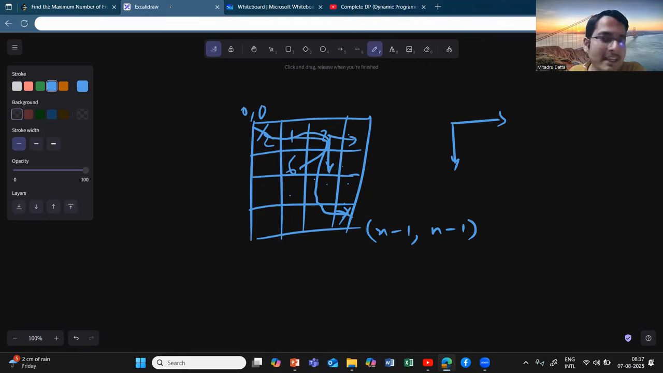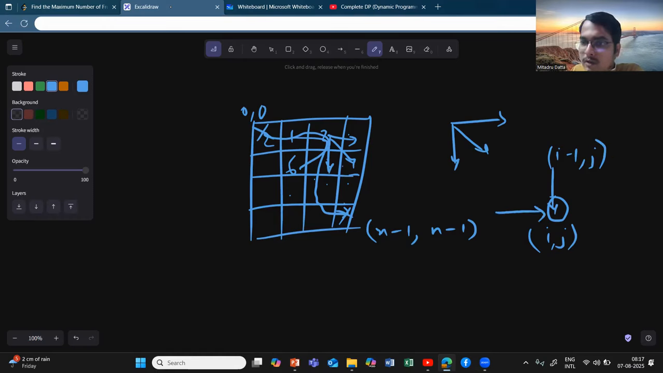Let's take three directions in which you are allowed to move. If you are in a particular cell i comma j, from where would you have come? You could have come from i minus 1 comma j. You could also have come from i comma j minus 1, and you could also have come from i minus 1 comma j minus 1. So what we do is that we basically create a DP table.